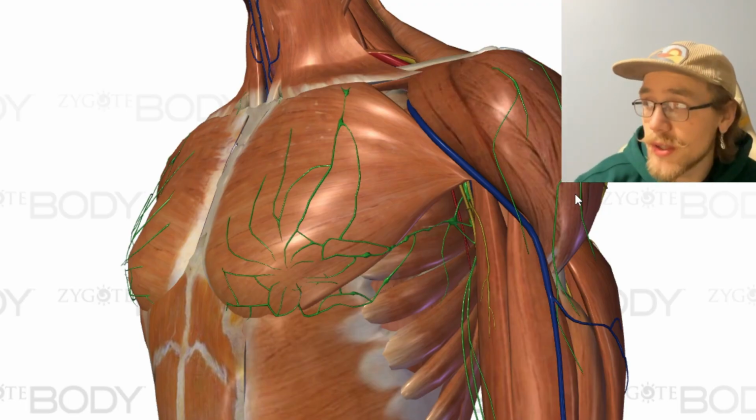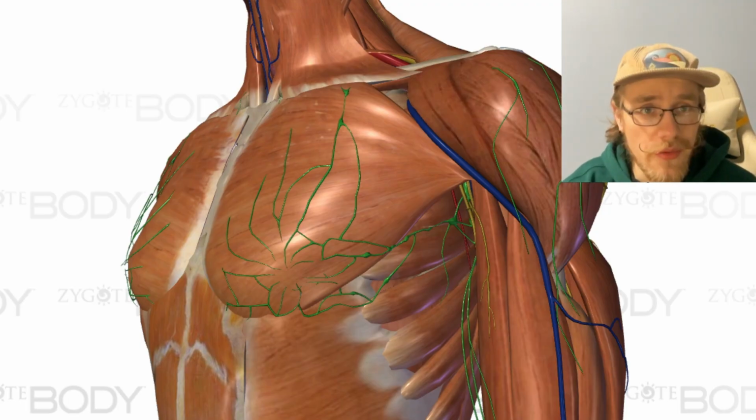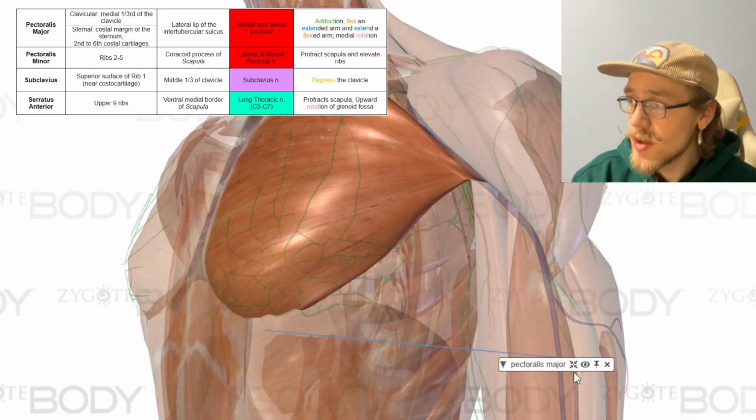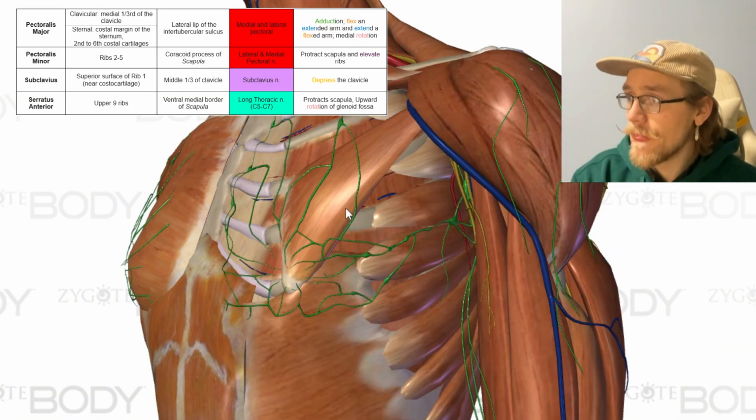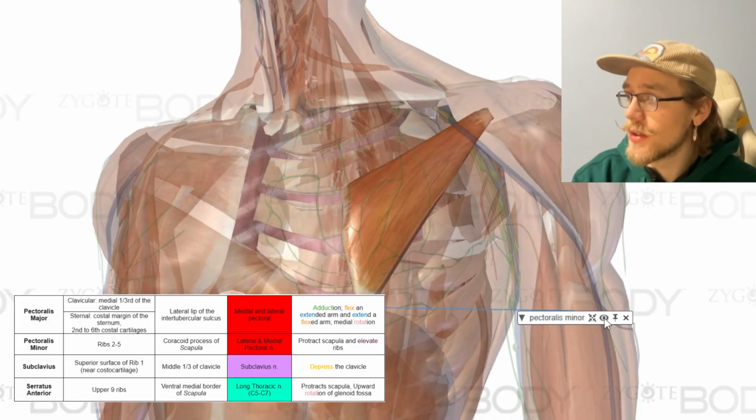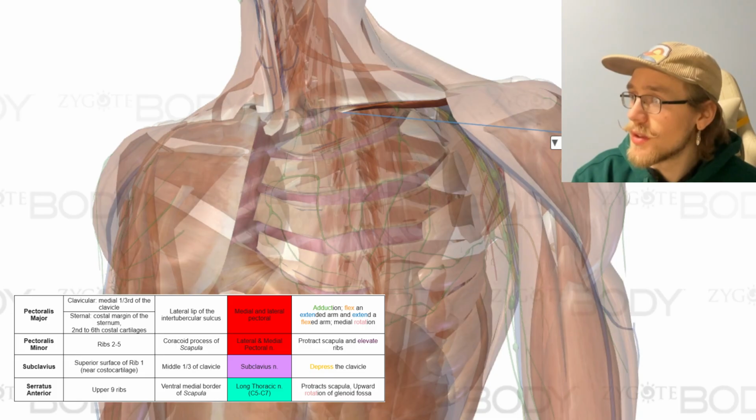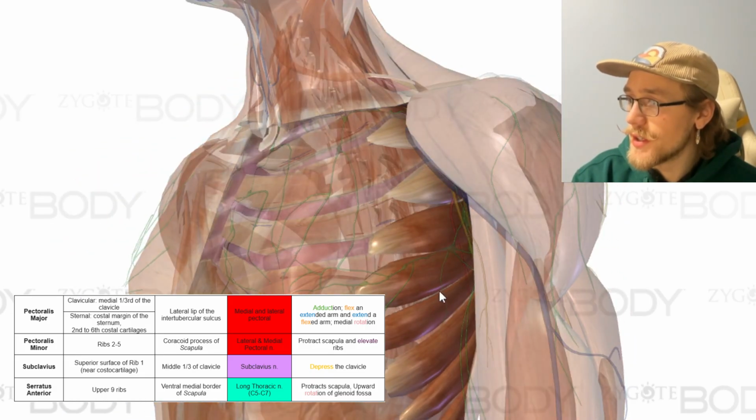Real quick, forgot about the muscles on the chest. There's only 4 of them, so I'm just going to leave the information on the screen so we can get back to the important stuff. Pec major, pec minor, subclavius, and serratus anterior.